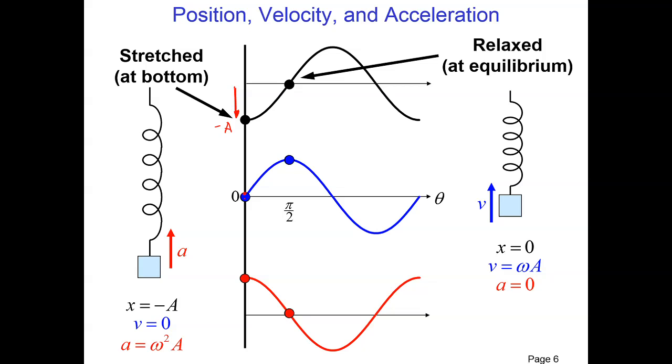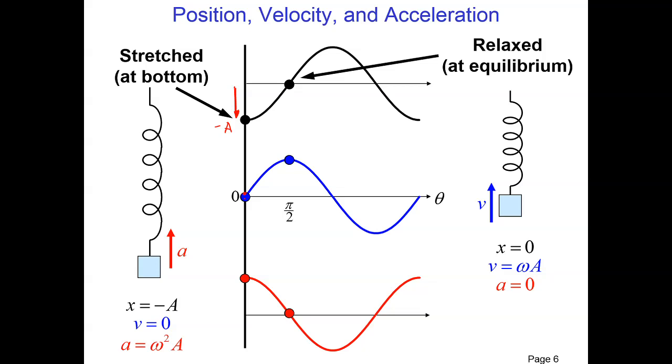So now let's think about what this means for the position, the velocity, and the acceleration of the mass on a spring. We start with our spring fully stretched. The black line here is the position as a function of time, so the spring is pulled all the way down. The moment we release it, the velocity of the spring is zero. It is stationary at that very moment of release, and then it starts to move up with a positive velocity.